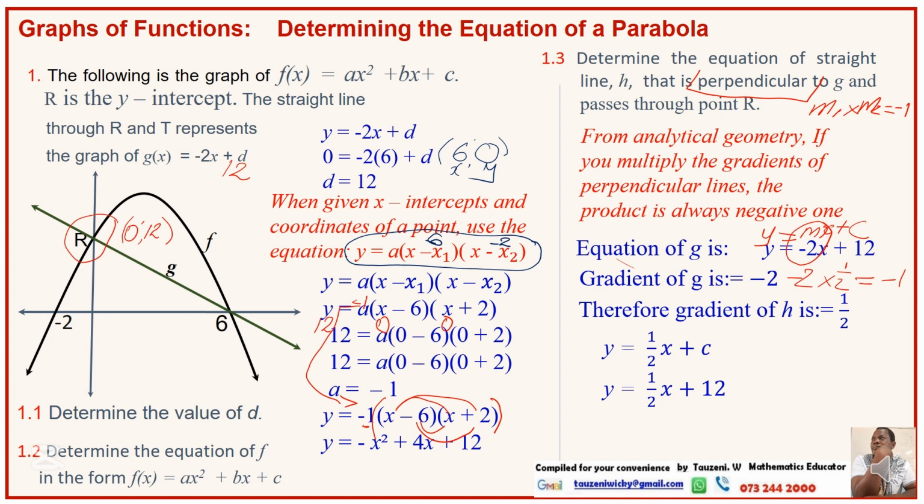So be reminded that in paper 1, you can also be visited by parallel lines and perpendicular lines from analytical geometry as part of functions. Then what else have we discussed in this short video? It is the fact that when given the x-intercepts and the coordinates of one point, you can find the equation of the graph using those particular points. That will be for now.